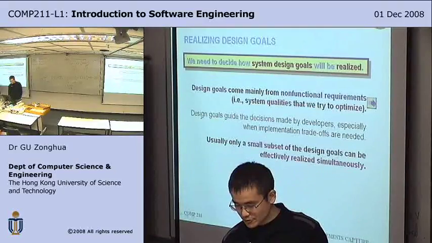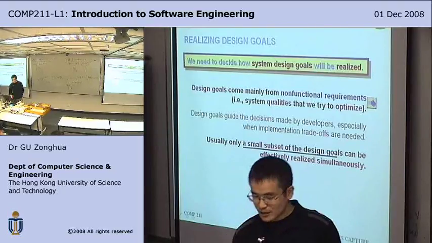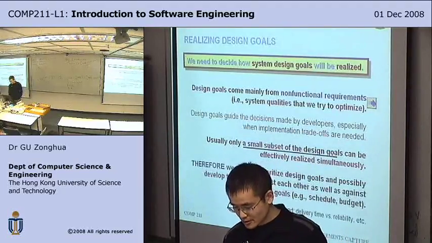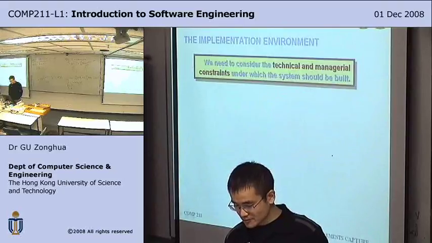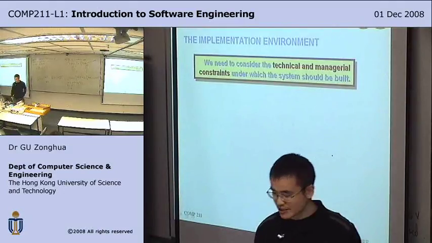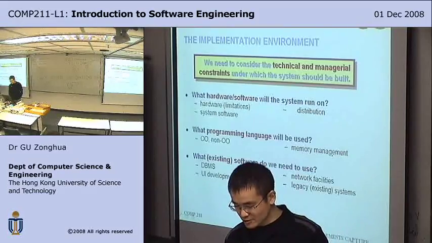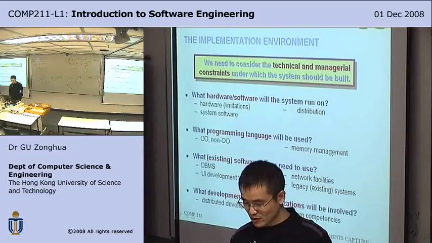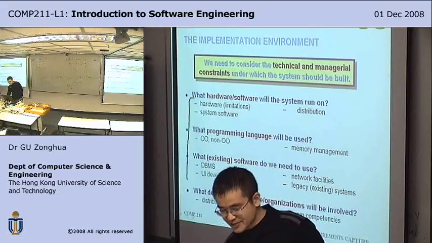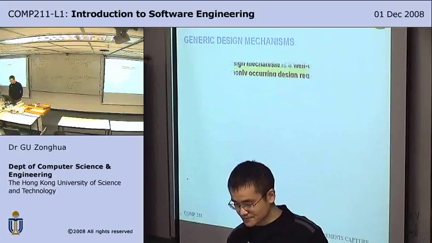So you choose a subset of design goals because you cannot hope to realize all goals. Prioritize the design goals. Consider the technical and management constraints: hardware, software, programming languages, existing software, development people, organizations. These are considered in the design stage. They should be ignored in the analysis stage.